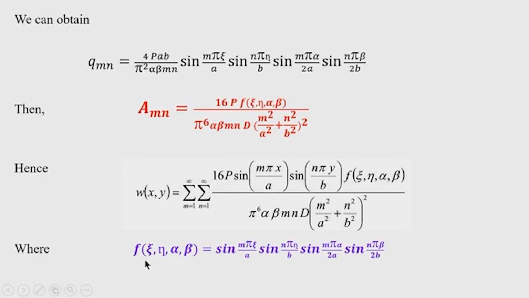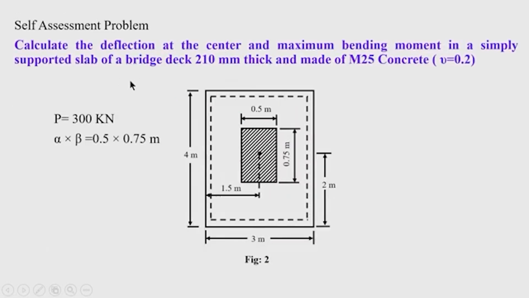I have written this function separately. So, f of xi, eta, alpha, beta is now sin(m pi xi by a) sin(n pi eta by b) sin(m pi alpha by 2a) sin(n pi beta by 2b). Knowing this function we can completely know Amn, and then qmn and other quantities can be calculated. Okay.